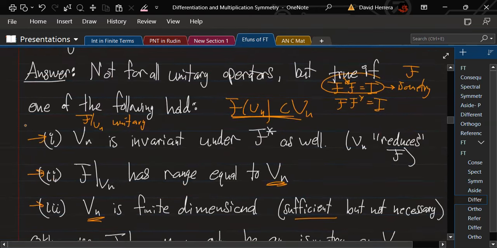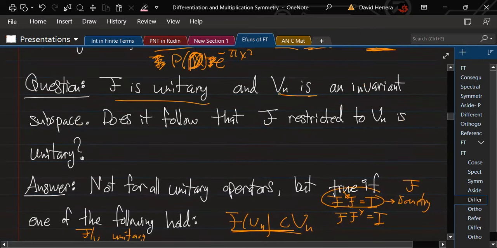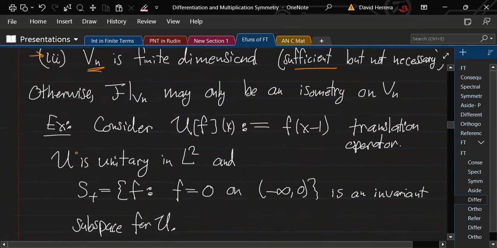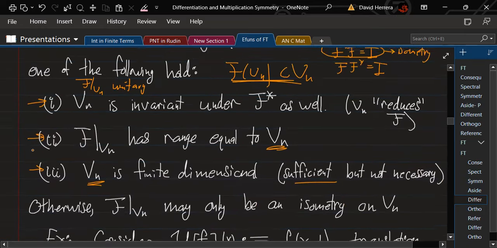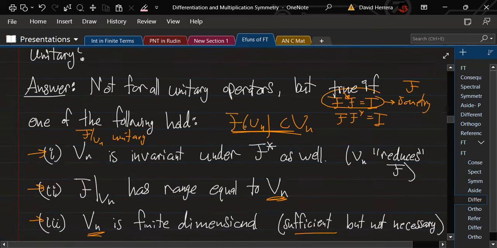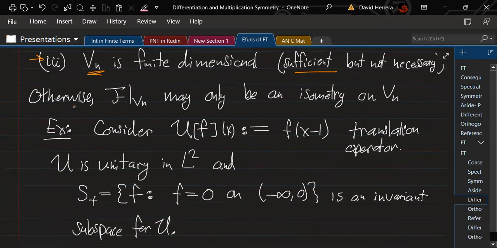So in this example, the question is, being unitary and this being an invariant subspace, is that enough to know this is unitary? It's not enough in general. But for our specific example, the Fourier transform, it is true. So let's do an example to illustrate that if you had just some general unitary operator, it isn't the case that if one of these fails, you still get that it's unitary. It's possible that these things aren't true.